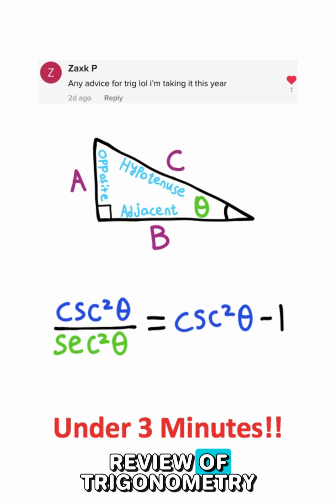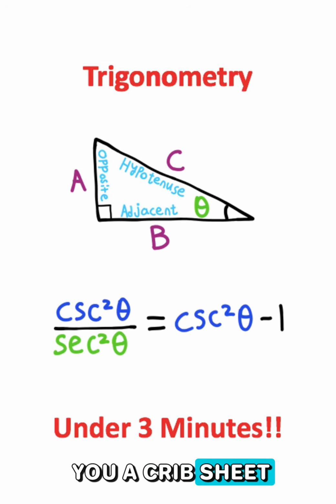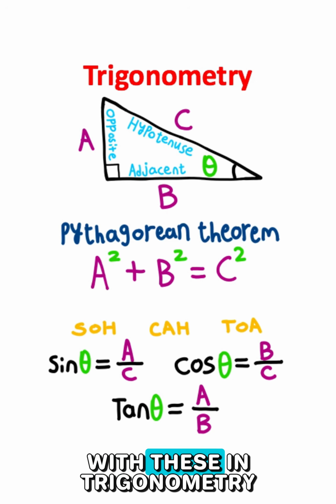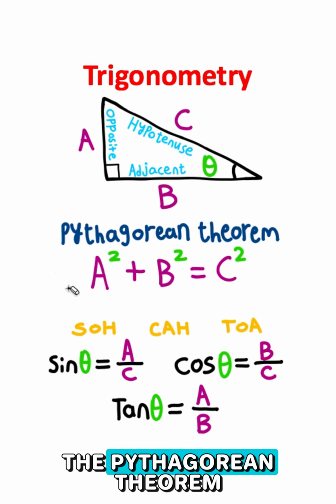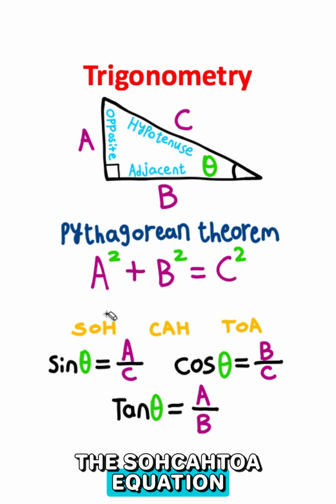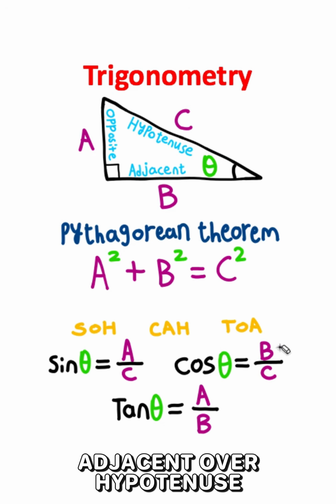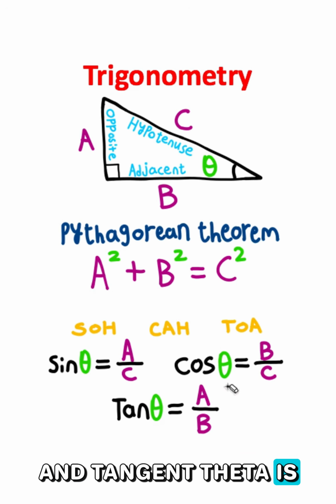So here's a quick review of trigonometry. Now I'm going to give you a crib sheet right here, which basically tells you all the ways to solve a right triangle. So you'll be dealing with these in trigonometry, and notice we have the Pythagorean theorem, and we also have the SOHCAHTOA equation, which tells you that sine theta is opposite over hypotenuse, cosine theta is adjacent over hypotenuse, and tangent theta is opposite over adjacent.